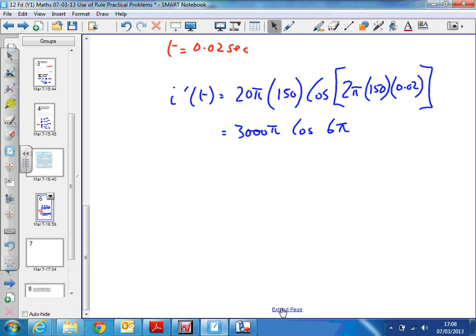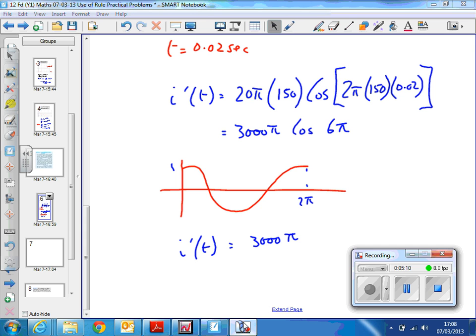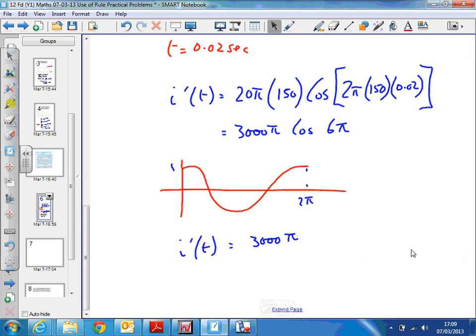Look at the cosine function. This is 2 pi, okay, isn't it? And the cosine of 2 pi is 1. So what's the cosine of 4 pi? What's the cosine of 6 pi? That's 1. So therefore I prime t equals 3000 pi, okay? Units: amps per second.